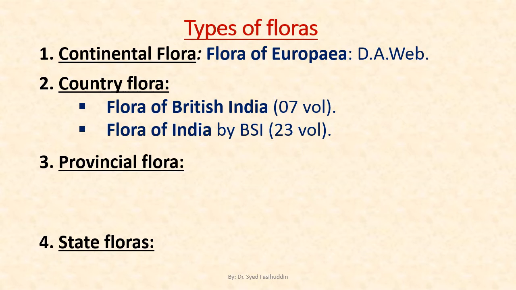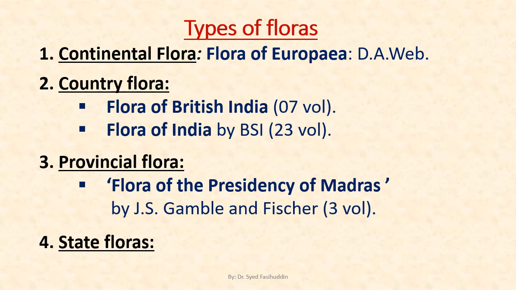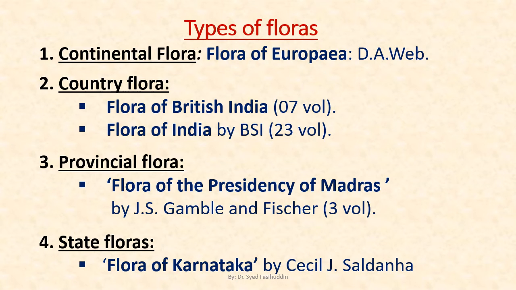And the third category is the provincial floras. For example, Flora of Presidency of Madras by J. S. Gamble and Fischer in 3 volumes. Similarly, the Flora of Presidency of Bombay by T. Cooke in 3 volumes. And the fourth category is the state floras. For example, Flora of Karnataka by Cecil J. Saldanha, Flora of Andhra Pradesh by Pullaiah.